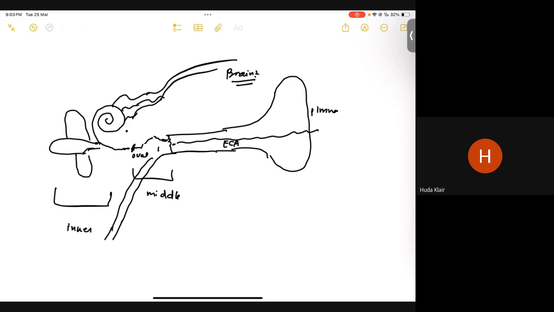But we also know that in certain groups of individuals, for example in children, we have a more horizontal configuration of this eustachian tube. So bugs from the nasopharynx can travel back due to its horizontal position and cause middle ear infections. This condition is known as otitis media. Is that clear?